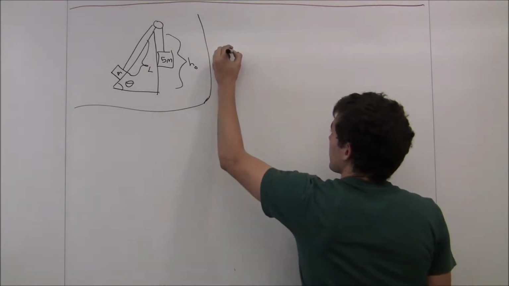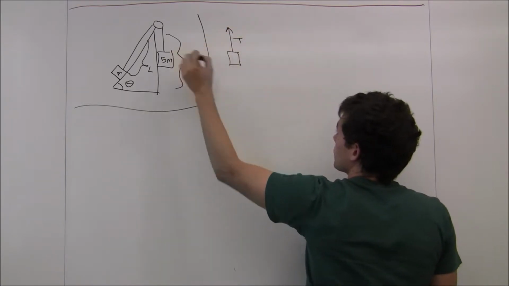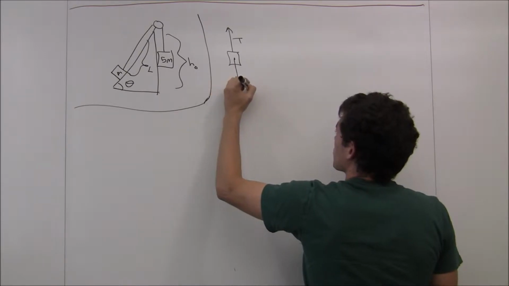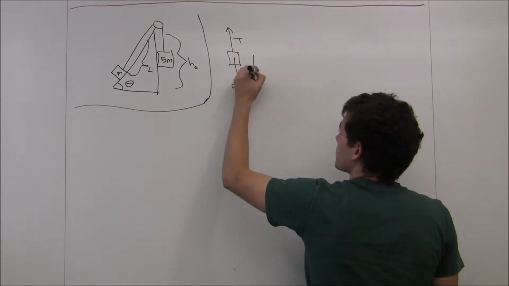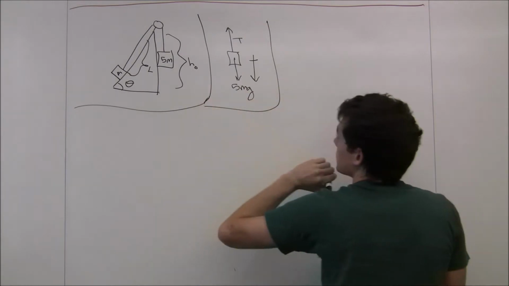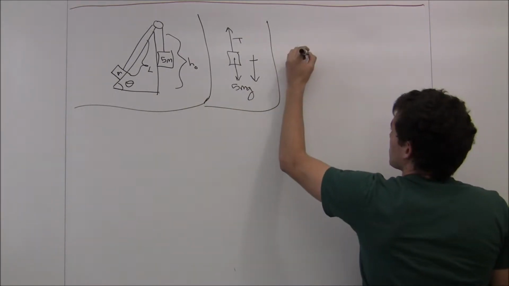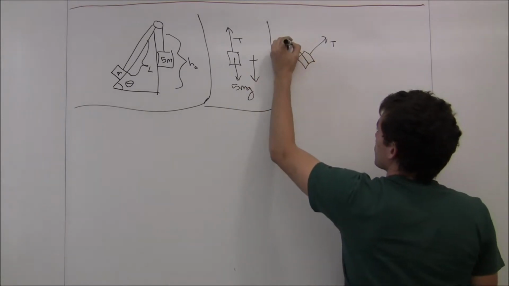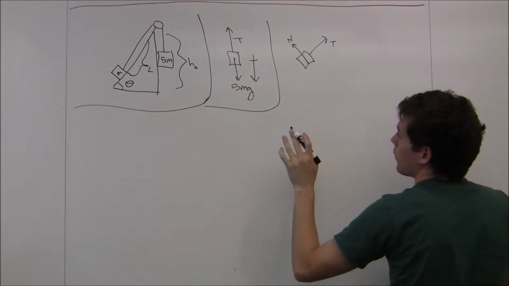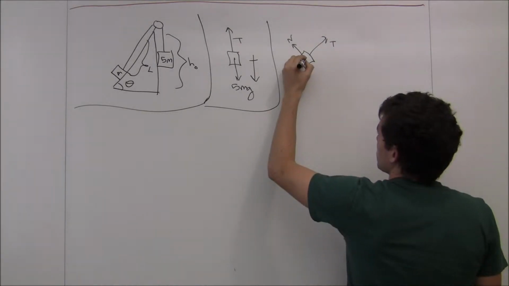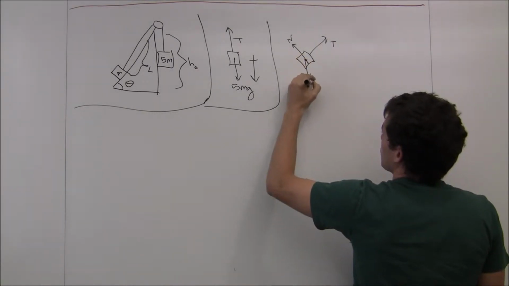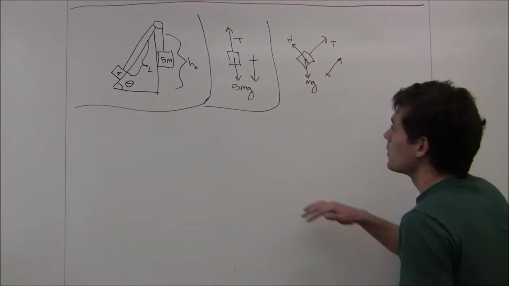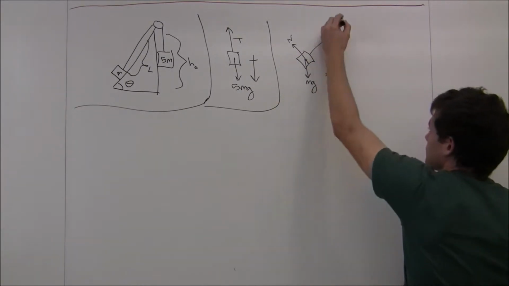The big mass 5m has the tension force from the rope pulling it upwards, and the force of gravity pulling it downwards, and we're going to define the downwards direction to be positive. The little mass has the force of tension pulling it upwards along the slope, normal force pushing it away from the surface of the triangle, and the force of gravity pulling it downwards. And in this case, we're going to define upwards along the length of the rope to be positive.